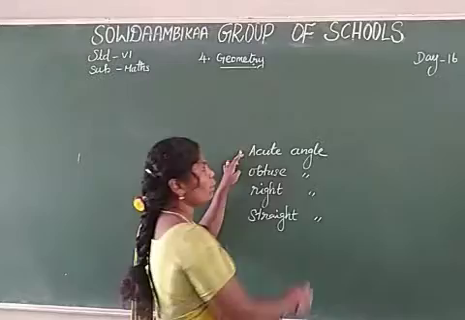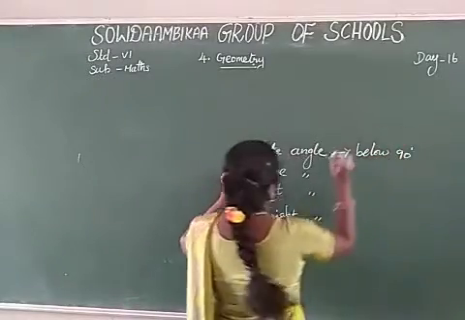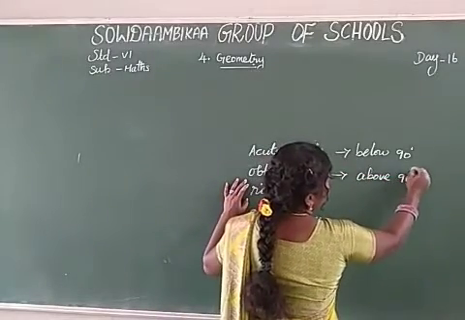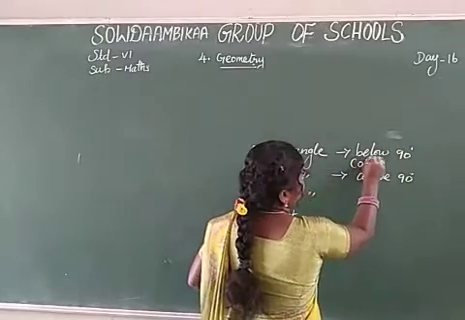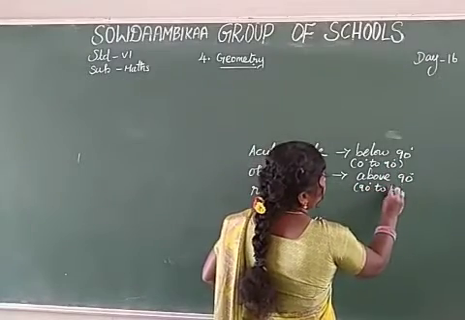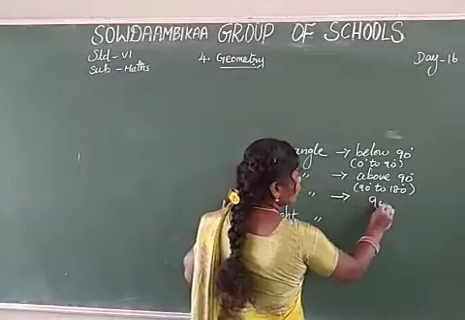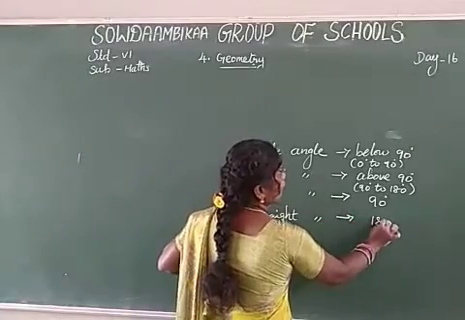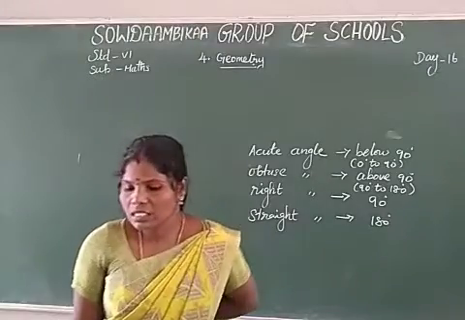An acute angle means below 90 degrees. An obtuse angle is above 90 degrees. This is 0 to 90 degrees. This is 90 degrees to 180 degrees. Next, a right angle is exactly 90 degrees. Next, a straight angle is exactly 180 degrees. Okay. Now see angles.